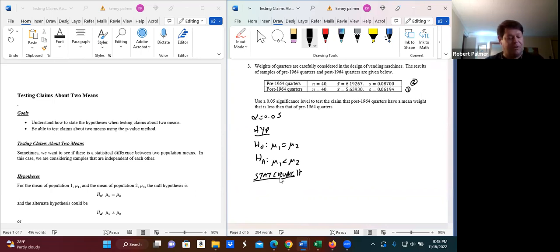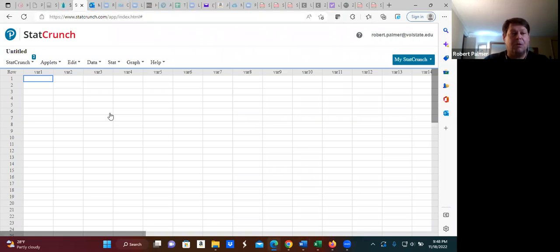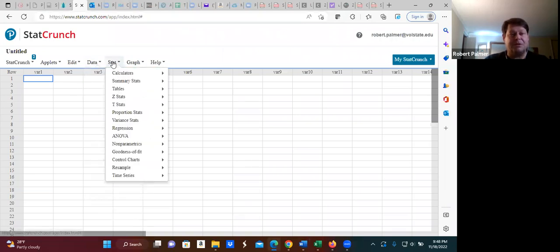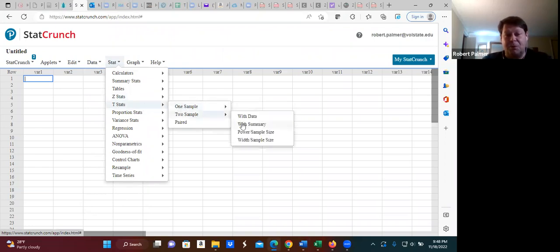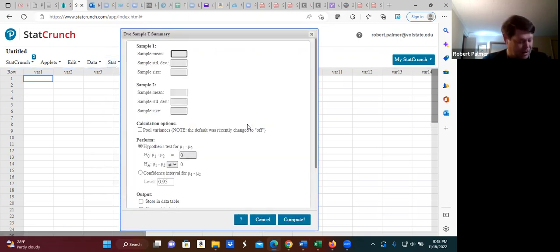Like this, since I've jotted everything down, I have to come back and look at it. Okay, so once again, same place, go to Stat. Once again, T-Stat, since we don't know anything about the samples or their standard deviations, you go to Two-Sample, once again, with summary. And then for population 1, that was the second one. So let me type that in.